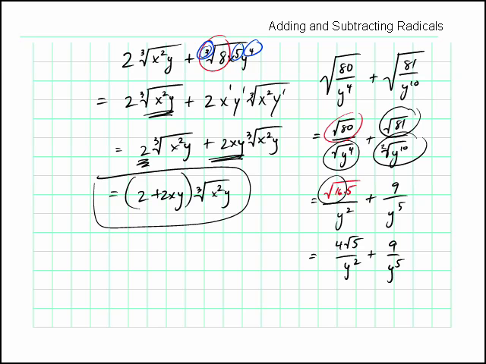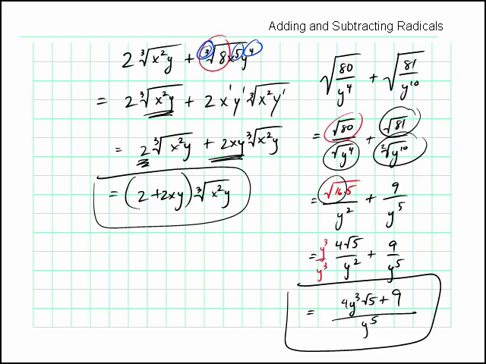I want to add those two fractions together, so I need a common denominator, which would be y to the 5th. So I need to multiply this fraction here by a y cubed over a y cubed. And if I do that, I will have now on the denominator y to the 5th, and in the numerator I've got 4y cubed square root 5 plus 9. Let's fix that. 4y cubed square root 5 plus 9 over y to the 5th. There we go. One more.